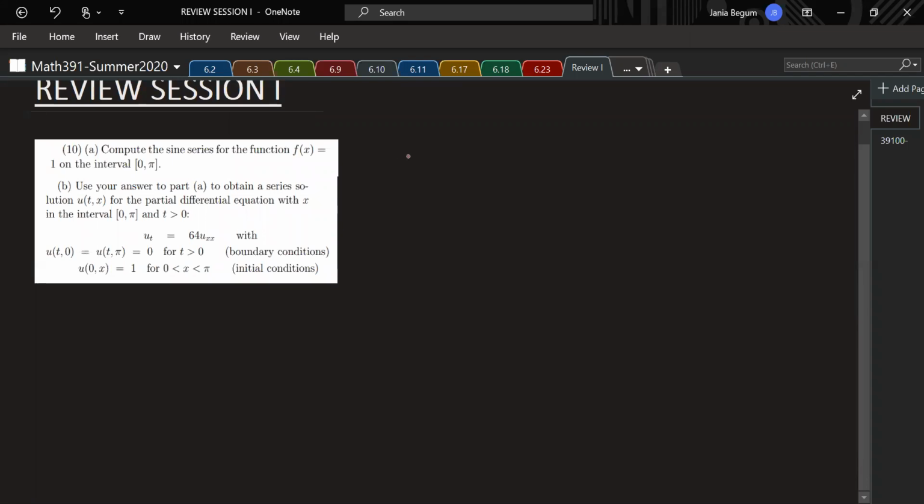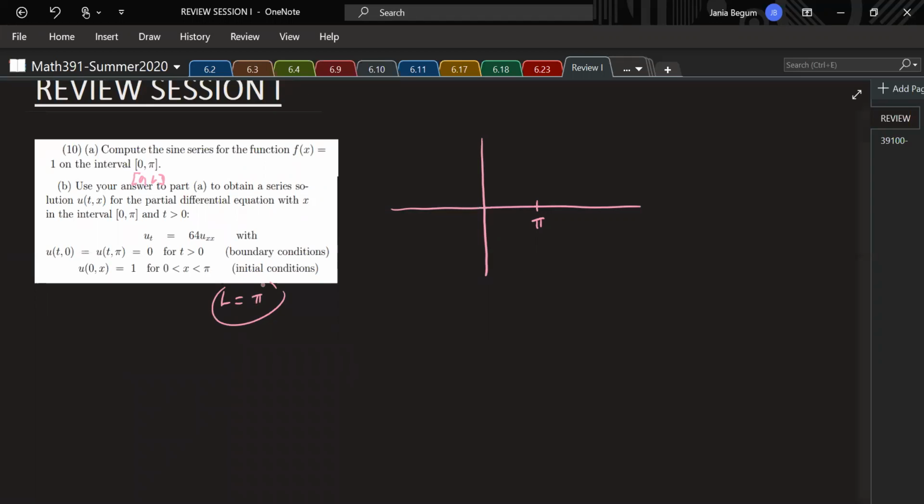I think it's nice. So we have f of x equals the constant function 1. Here's our xy plane, and on the interval 0 to pi. Now, this is the interval 0 to L, right? Half of the period. So what is L in this case? Pi. So you can easily identify that from the interval or from the picture. From 0 to pi, we have the function 1, and that's only half of the period.